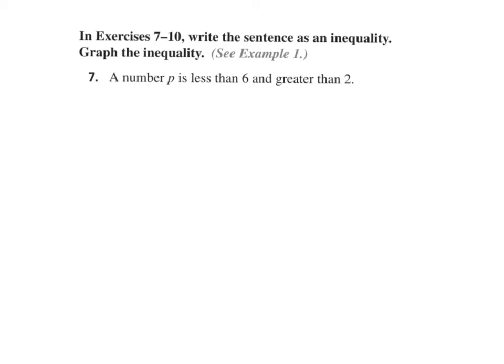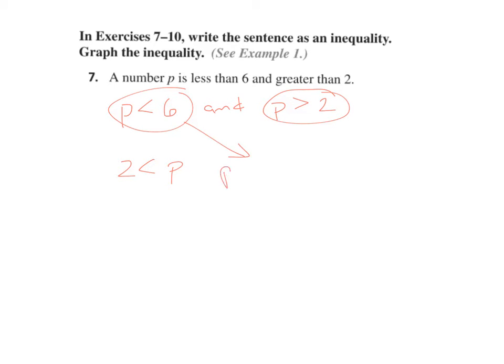Number 7, a number p is less than 6. So I'm going to write p less than 6, and p is greater than 2. Alright, so it's an AND, we have to put them together, so we're going to take the smallest one and we're going to flip it. So that's going to be 2 less than p. I'm going to take this and move it over here. We would have p less than 6. We're going to combine those two p's. We're going to have 2 less than p less than 6. And that is the compound inequality for an AND.